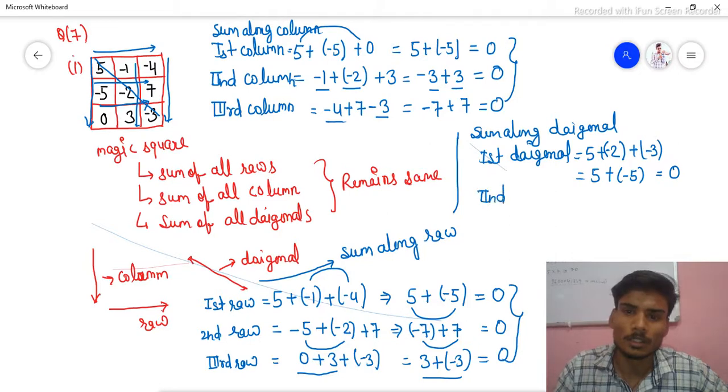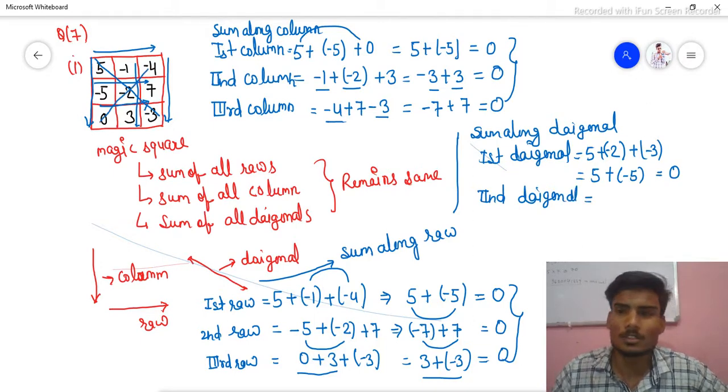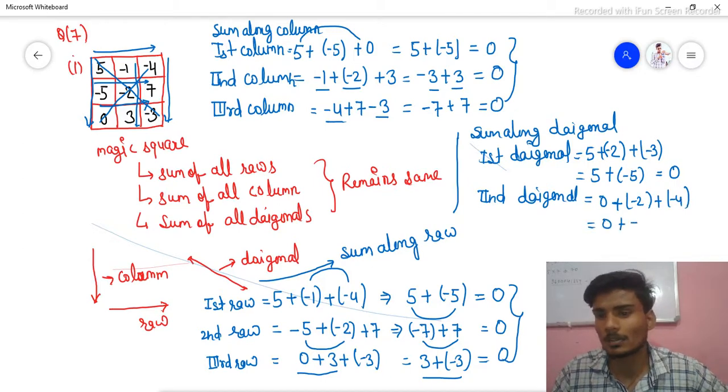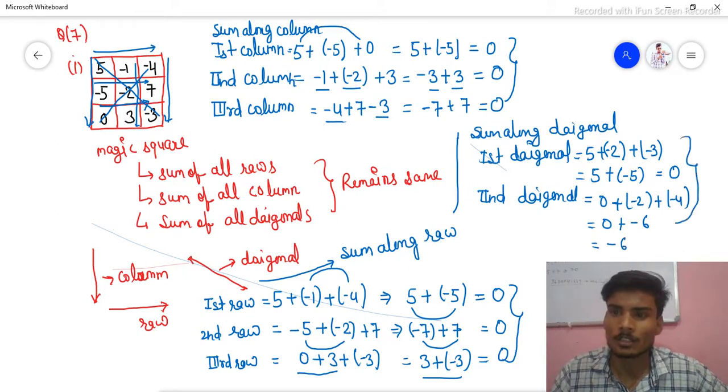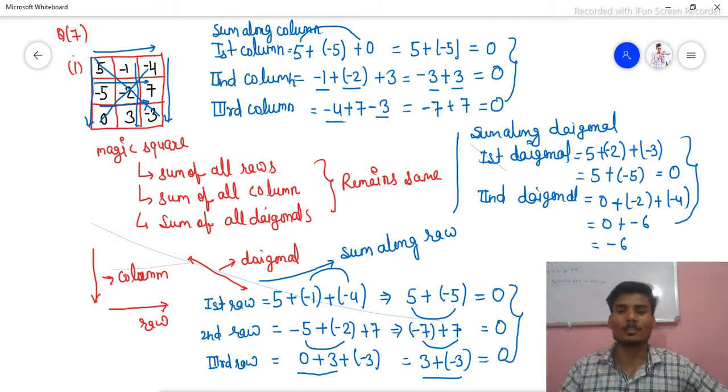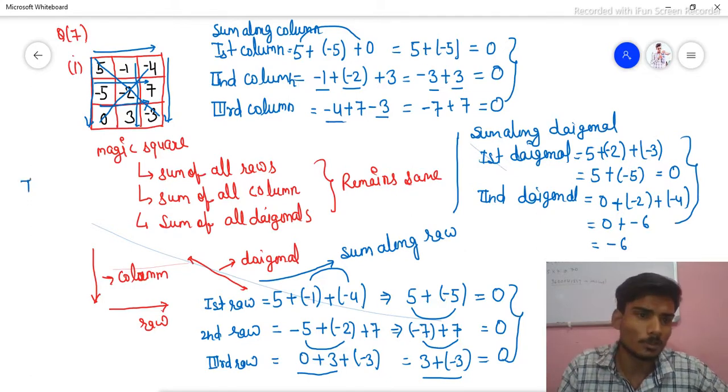Then the second diagonal, that is this diagonal: 0 plus minus 2 plus minus 4. 0 plus minus 2 and minus 4 will be minus 6. So the total is minus 6. So the sum along the diagonal is not the same. So we can say this is not a magic square.